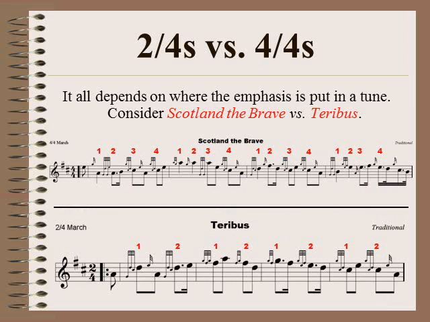Now try to find the beat for these two tunes on your own. After these, try replacing Scotland the Brave with Rowan Tree and Terabis with High Road to Gairloch, and do the same thing.